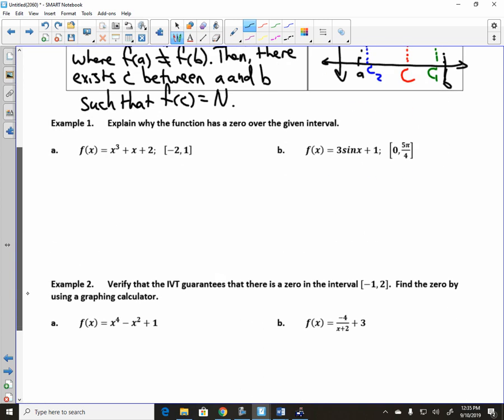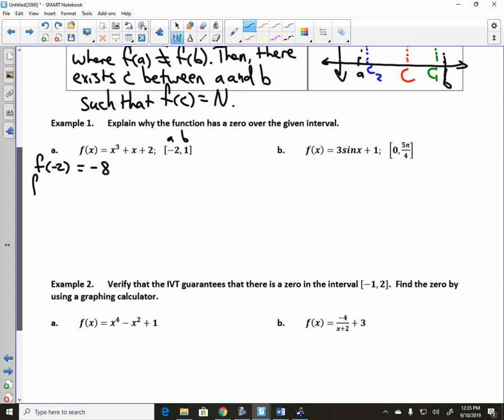It says, explain why the function has a 0 over the given interval. What does it mean for a function to have a 0? That means there's a certain number you can plug in that gives you 0. So we're going to call this A, and we're going to call this B. I have f of -2. I'm going to plug in -2 and see what I get. Anybody tell me? -2 cubed is -8, minus 2 is -10, plus 2 is -8, right?